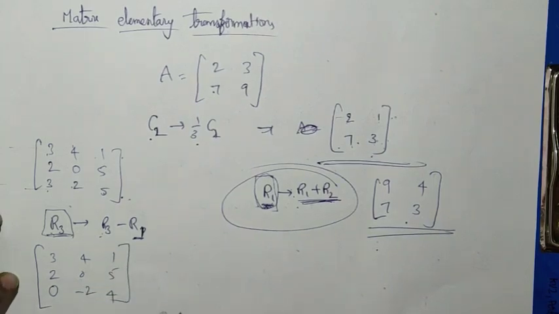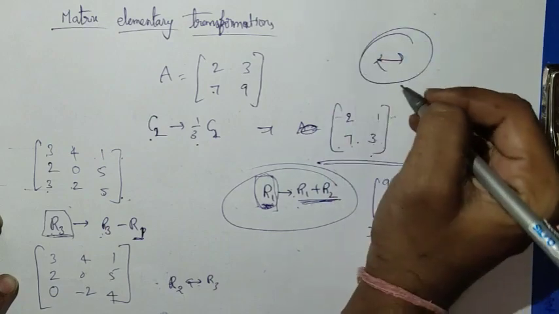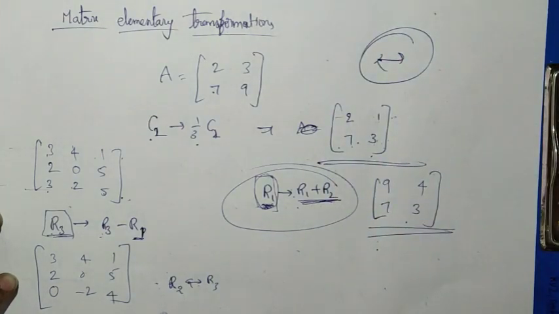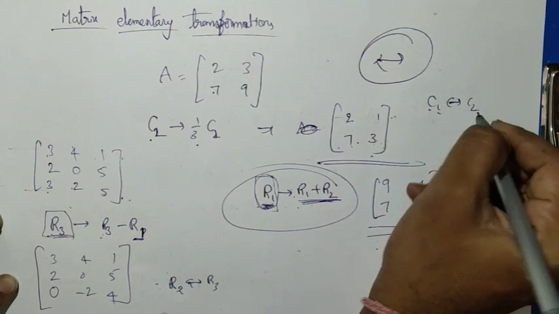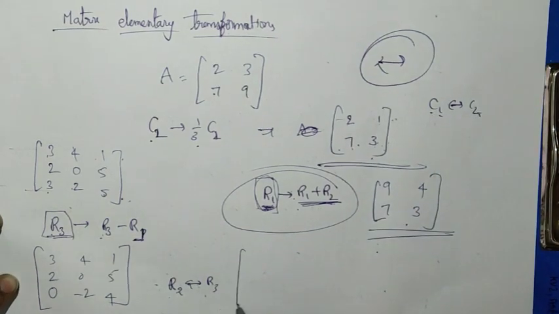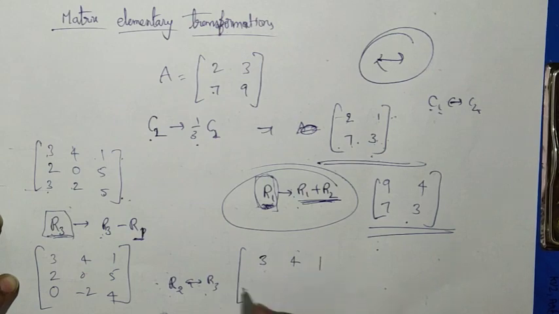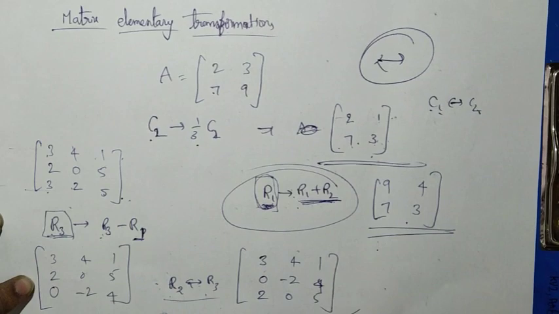So also I wanted to write one more operation for this. We can write interchange row 2 and row 3, with a double arrow. You observe this double arrow. Whenever the double arrow is there, you are going to interchange the rows or columns. If I write C1 interchanges with C2, I have to interchange C1 and C2. Like that row 2 and row 3 I am going to interchange. Then I am getting 3 4 1 will be fixed, no change in that one, because we are not telling anything about row 1. Now row 2 and row 3 are going to interchange: 0 minus 2 4 and 2 0 5.